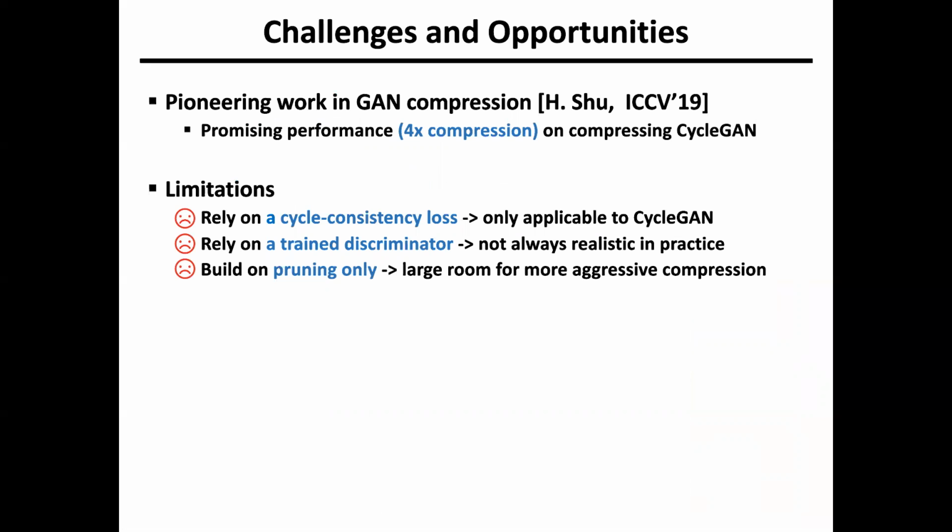However, the existing GAN compression technique suffers from the following limitations. First, it relies on a cycle consistency loss, which limits its application to CycleGAN only. Second, it relies on a trained discriminator, which is not always realistic in practice. Third, it builds on pruning only, which leaves large room for more aggressive compression when combining with other compression techniques.